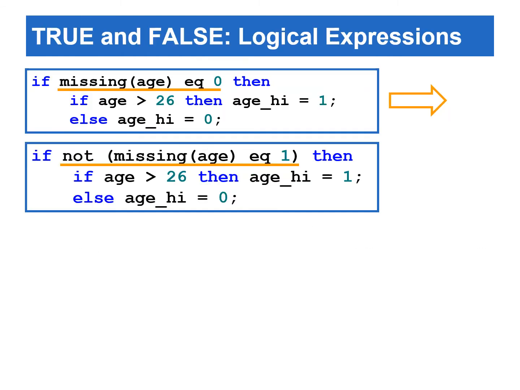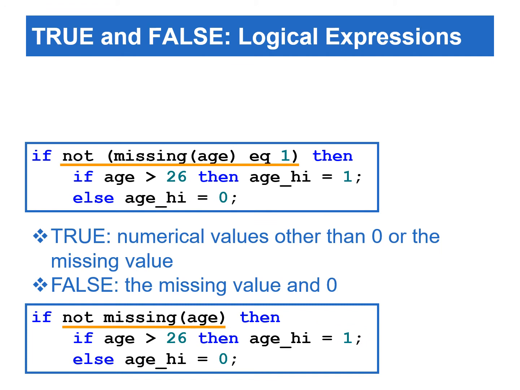Now, let's re-examine this if-then statement again. In the first statement, the value from the missing function is compared with 0 by using the equal comparison operator. If the comparison is evaluated to be true, then the value for the age-high variable is generated. Alternatively, you can compare the value from the missing function with 1 by adding the not operator.